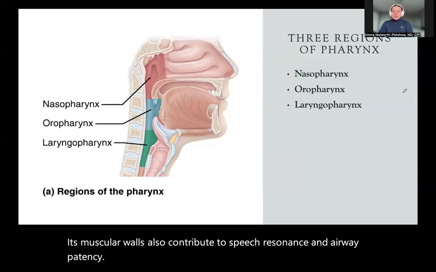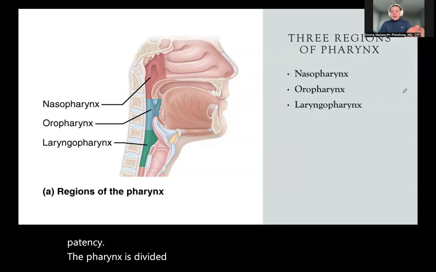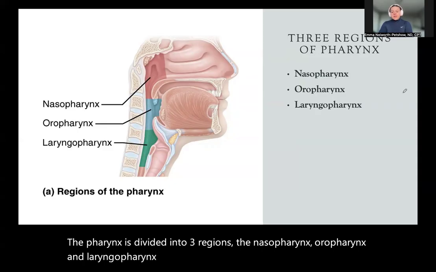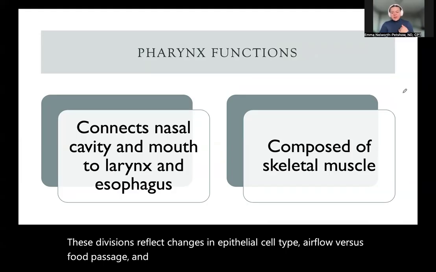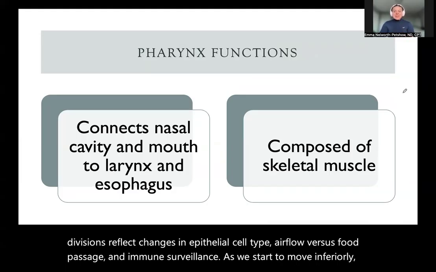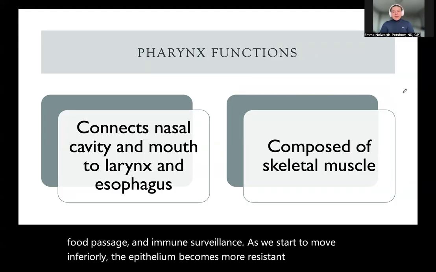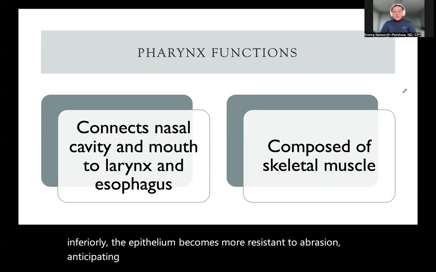The pharynx is divided into three regions, the nasopharynx, oropharynx, and laryngopharynx, based off of both structure and function. These divisions reflect changes in epithelial cell type, airflow versus food passage, and immune surveillance. As we start to move inferiorly, the epithelium becomes more resistant to abrasion, anticipating exposure to solid food.